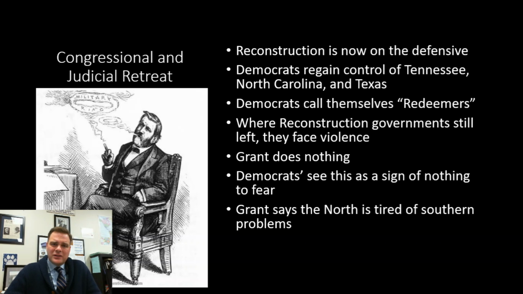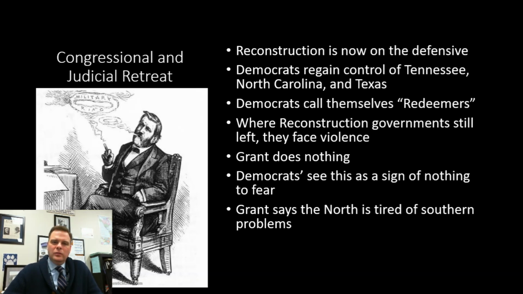Where Reconstruction governments still exist, they're facing open violence. And now they are going back to Washington to Grant to ask for help. Grant himself is now caught up in his own political scandals. When he became president, he appointed his friends, his army buddies, his wife's friends and relatives to various spots throughout the federal government. And then they proceeded to pretty much embezzle from the federal government and take as much money as they could, getting him caught up. Now, Grant didn't benefit from any of this, really, but it showed that he wasn't at the wheel of government, that he was kind of an ineffective president.